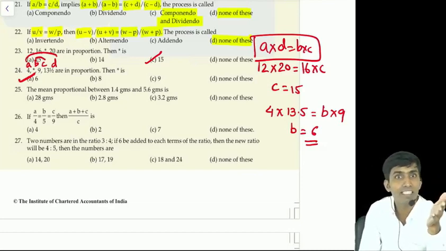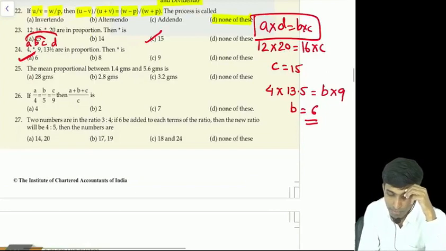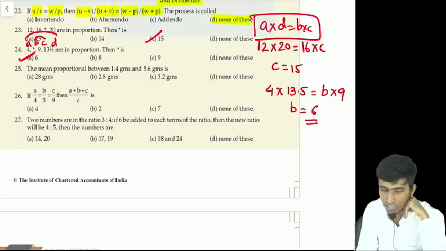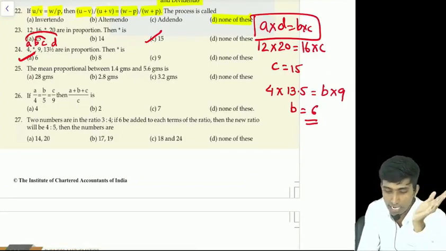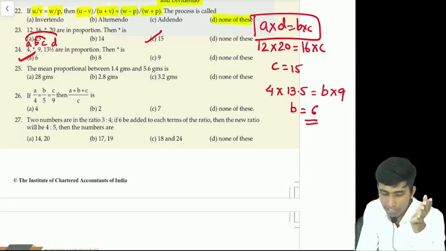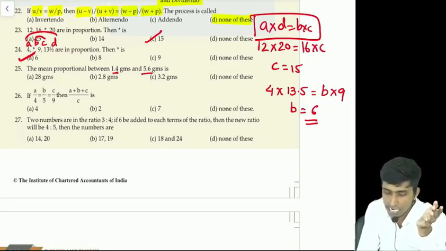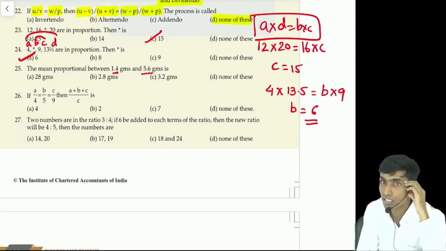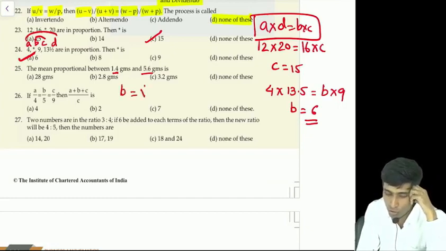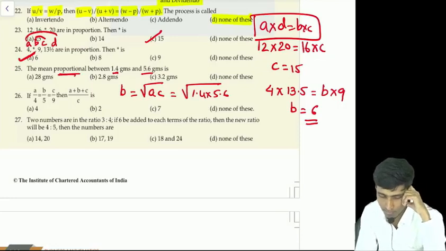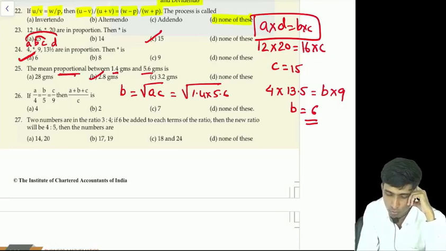Are you understanding? Next. Mean proportional. How we will find mean proportional? 1.4 multiplied by 5.6 and then root. I need to find B. B is equals to root of what? AC. So square root of 1.4 into 5.6 mean proportional. 2.8 is the answer. 2.8 B.